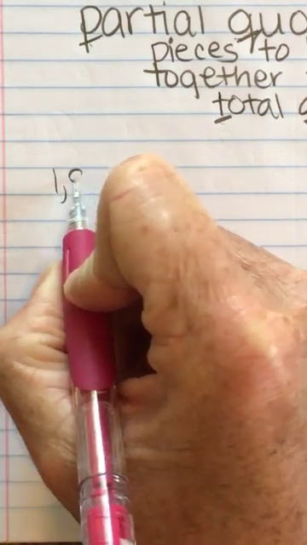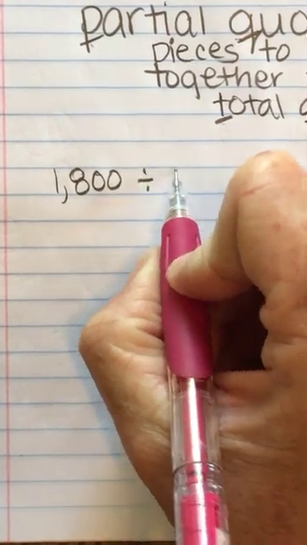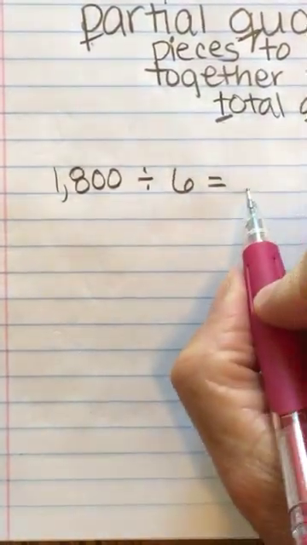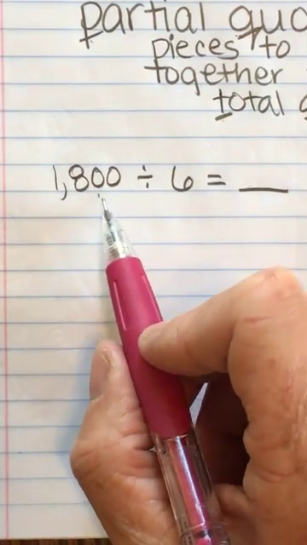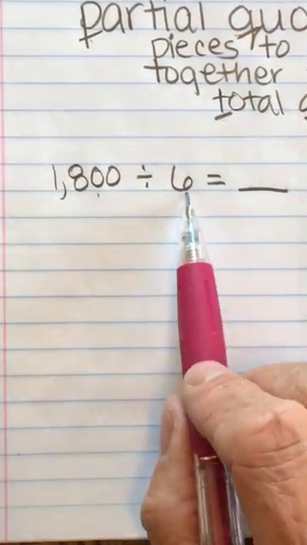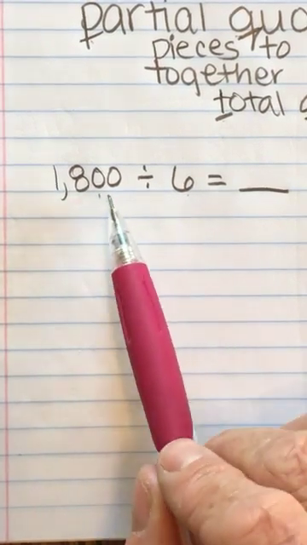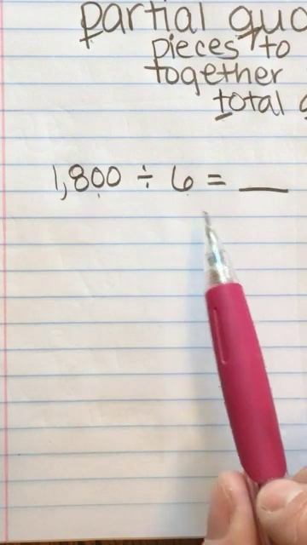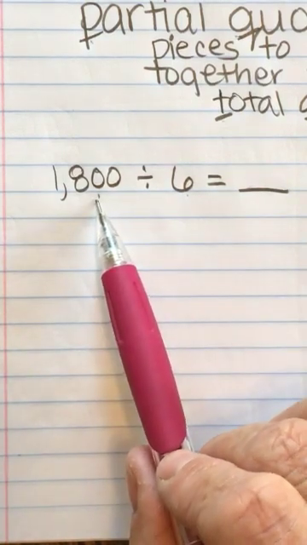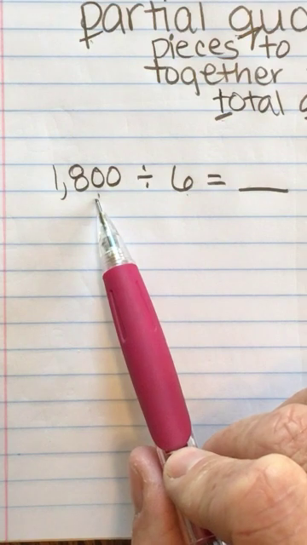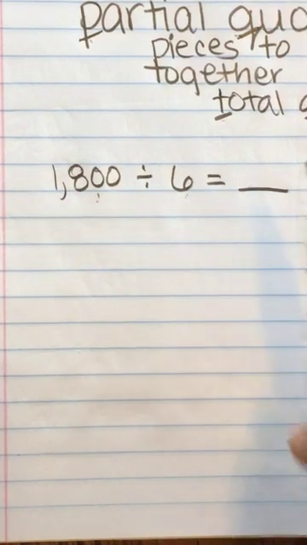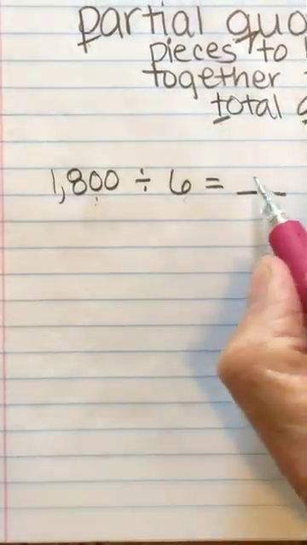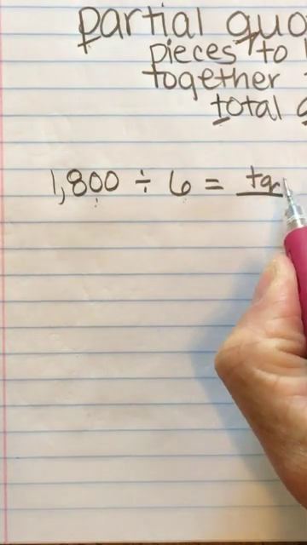We're going to find 1,800 divided by 6, and we're going to figure out what that equals, okay? It could be anything. Maybe you have $1,800 and you want to divide it by 6 people. Maybe you have 1,800 pizzas and you want to divide it by 6 people. Maybe you have 1,800, what else can I think of? 1,800 apples, and you want to divide it with 6 classes, okay? It doesn't matter what the story is. We're looking for the TQ, okay?